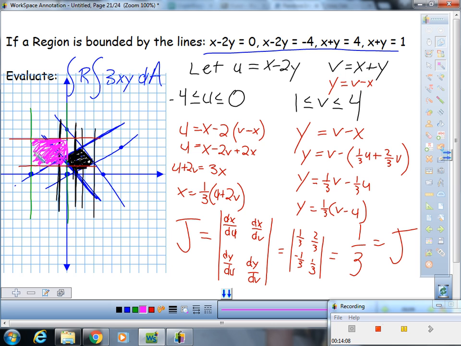What do you notice about the pink shape? What shape is it? It's a rectangle. Sweet. Is it bigger or smaller than the black shape? It's 3 times bigger. That's why we multiplied it by 1/3. That's what we just figured out, just so you know. That's why our Jacobian is 1/3. This pink thing is 3 times bigger than that, so we need to make up for it by multiplying by some factor. All right, here we go.